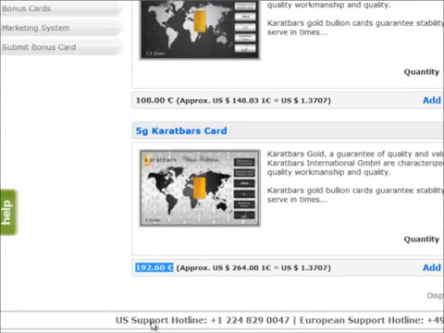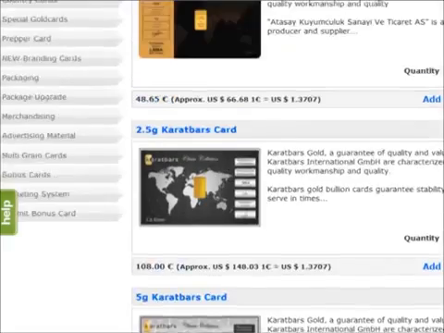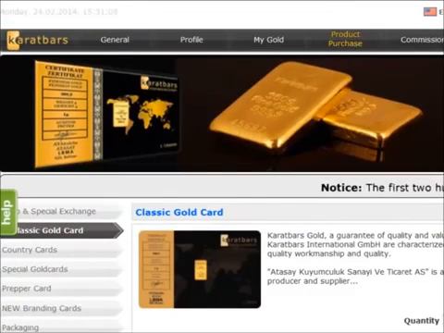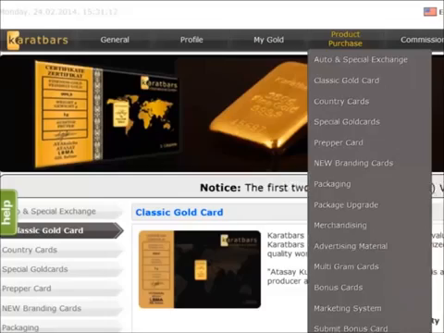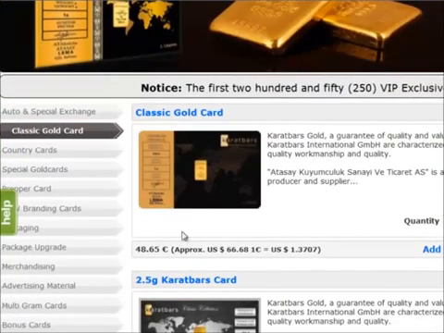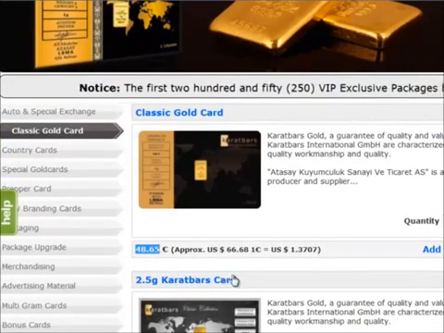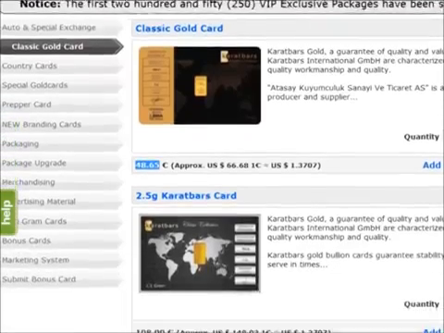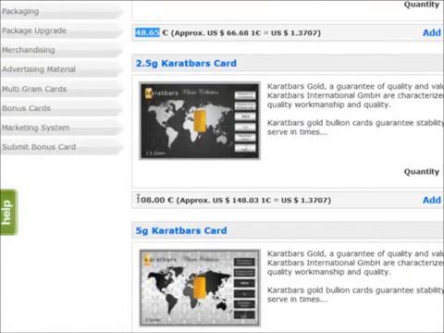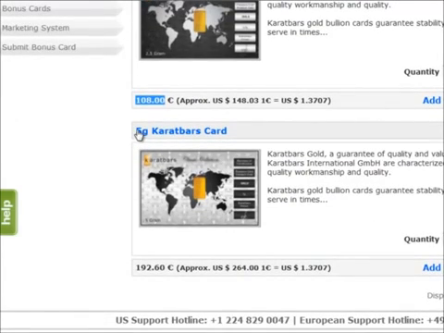There we go. Okay, so what I did, I got into my back office. And this is where it says purchase gold up here. I've got purchase gold. And it says the classic gold bar. There's the classic gold bar there. Okay, so for 48.65 euros. And there's the 2.5 for 108 euros. And here we go. The 5 gram Karatbars card for 192.60 euros.